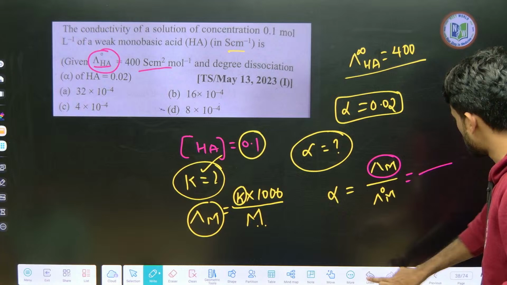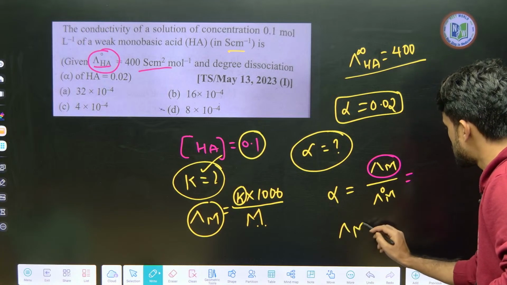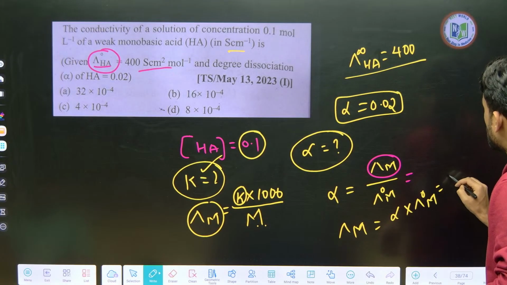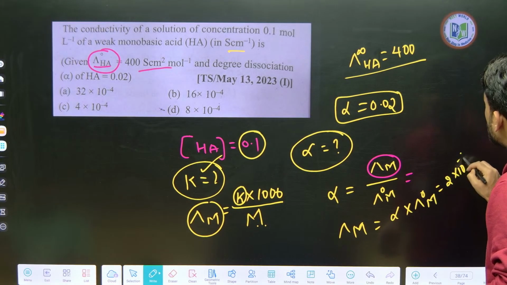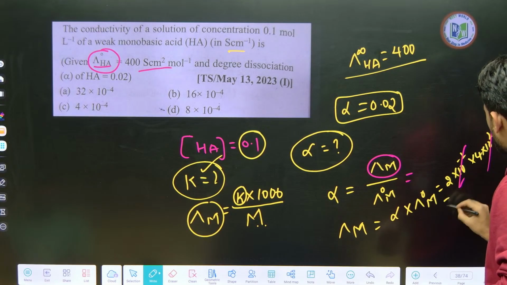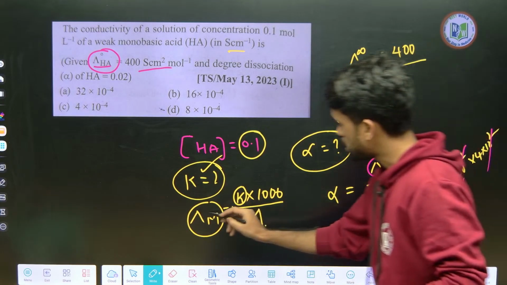Del M is nothing but alpha into del naught M. So how much? 2 into 10 power minus 2 multiplied with 4 into 10 power 2. You can remove this. Okay, you got del M as 8.